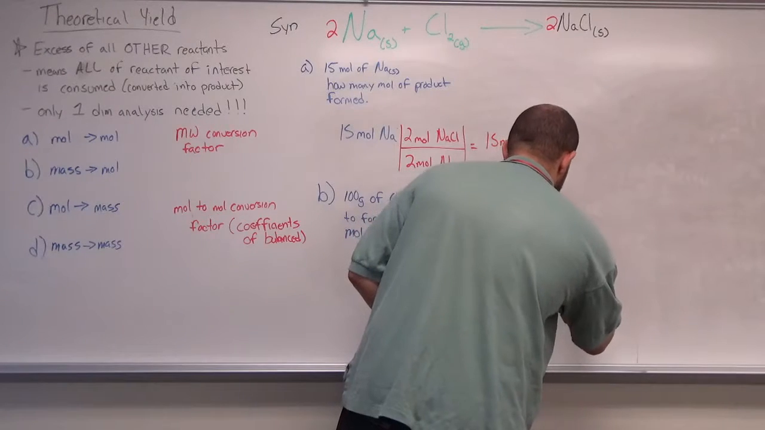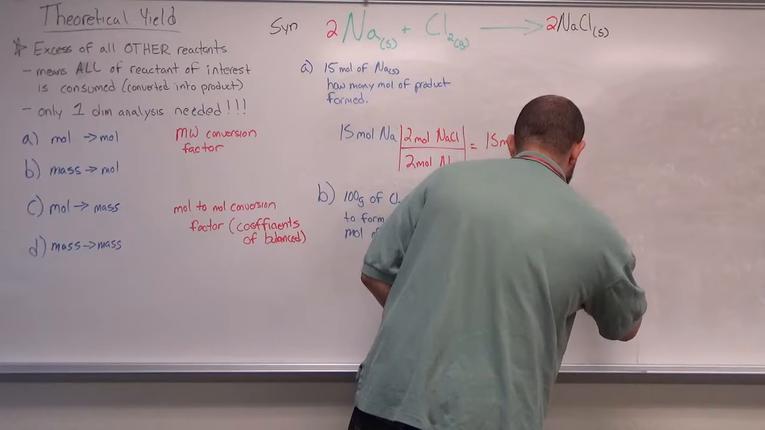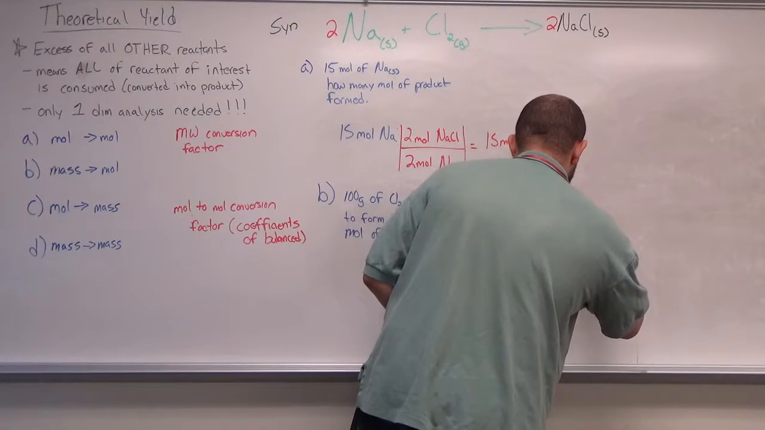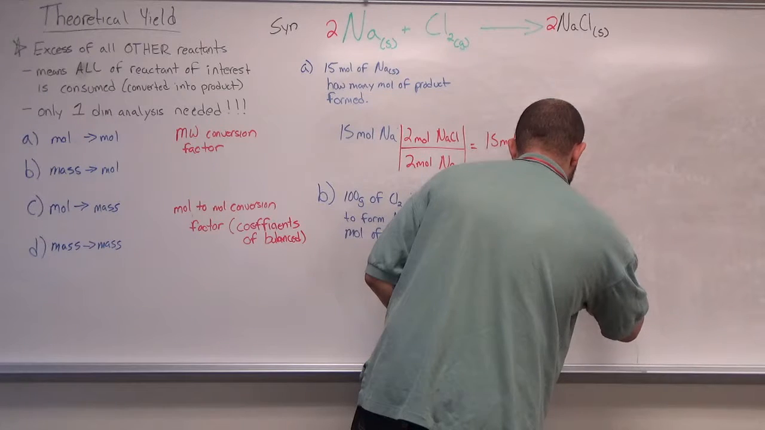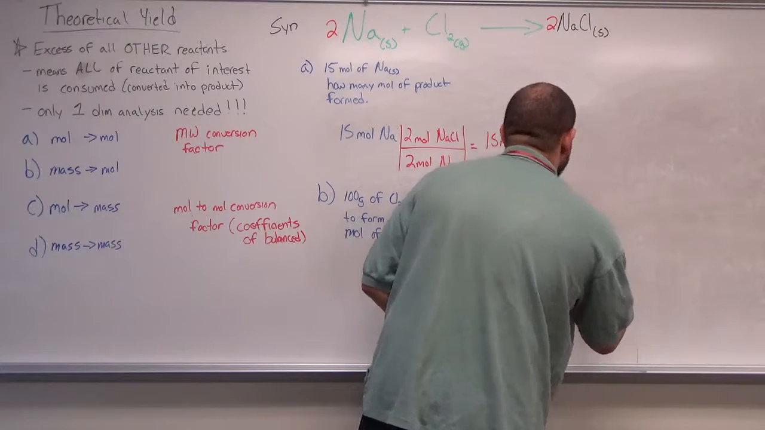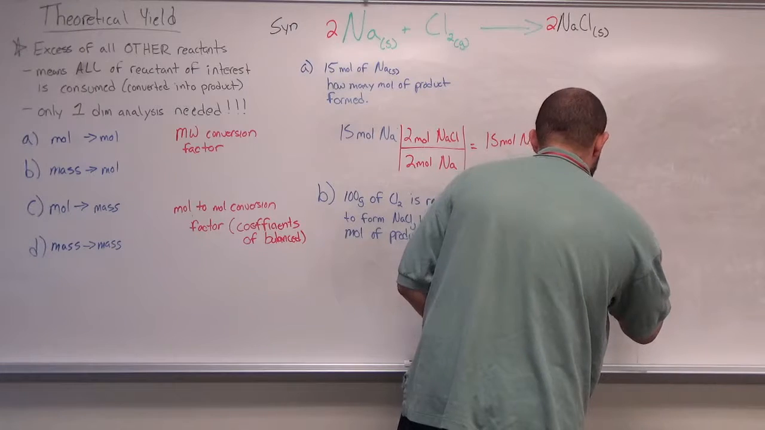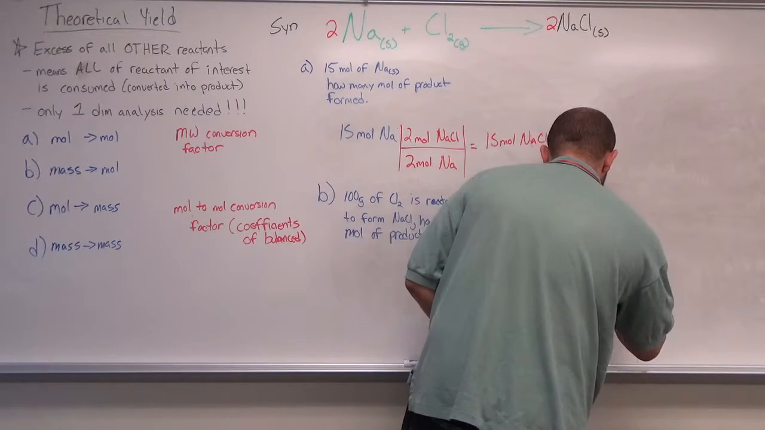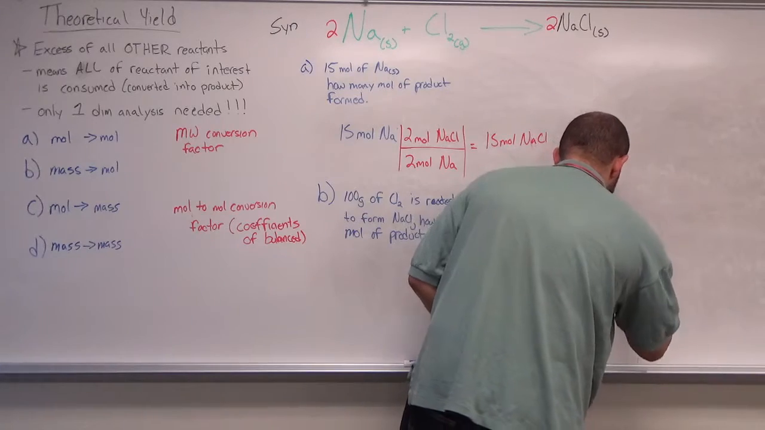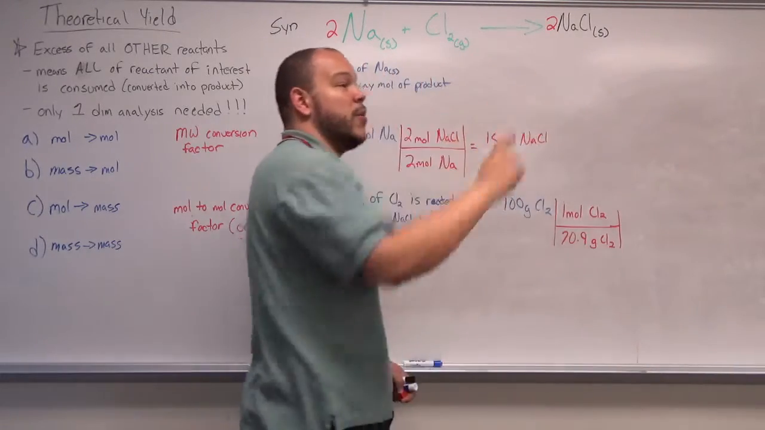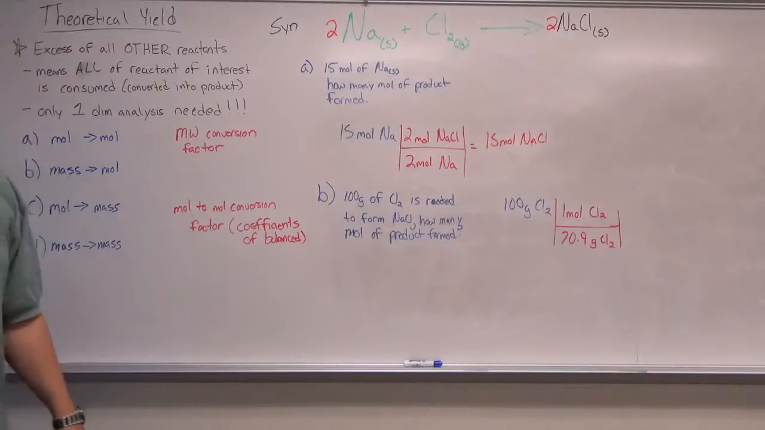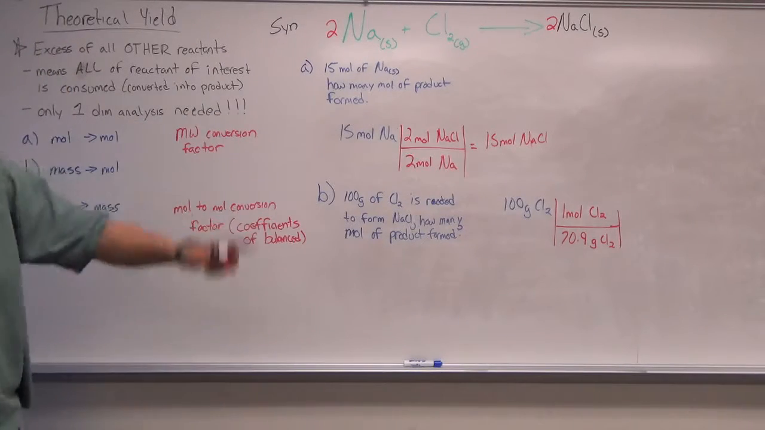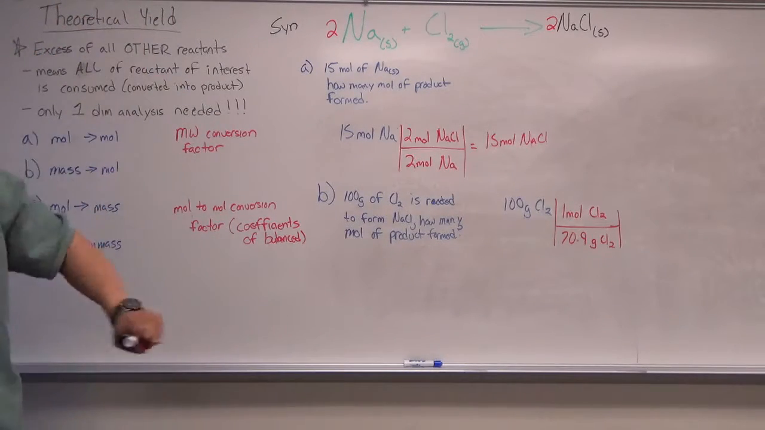That's 70.9. So 1 mole Cl2 is 70.9 grams Cl2. How do we calculate that? The same way we calculated the total molecular mass over there. This is the same conversion factor: 1 mole over the molecular weight.